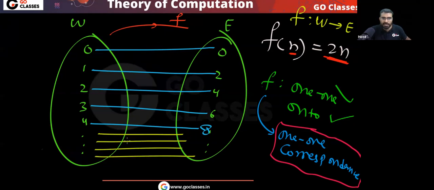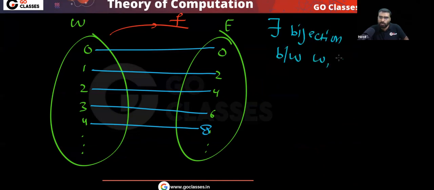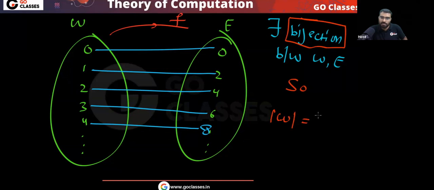So can I say that they have the same size? With a one-to-one correspondence, now I can say they have the same size. Remember, these two sets have the same size. Is this clear? Let me know. The question was simple: do they have the same size? There exists a bijection between W and E, so they have the same size.